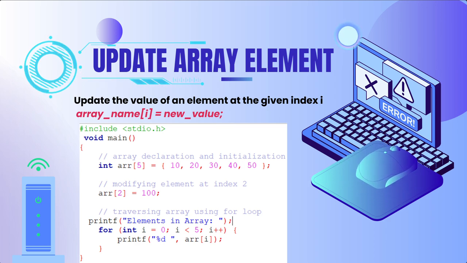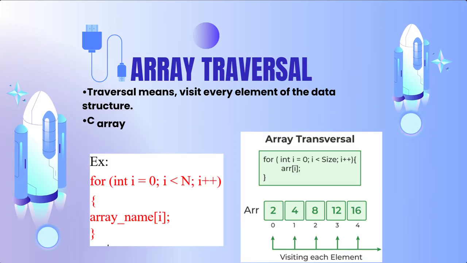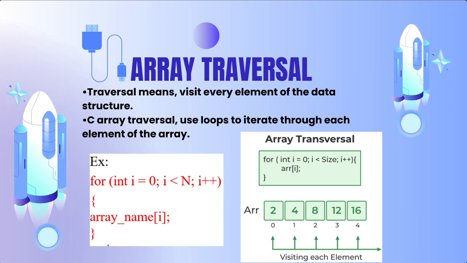Next, moving on, we have array traversal. I just explained array traversal means visiting every element of the data structure. Arrays are also called data structure because a collection of same type of data is being stored in a particular data type. So it is also called a mini data structure, you can say.